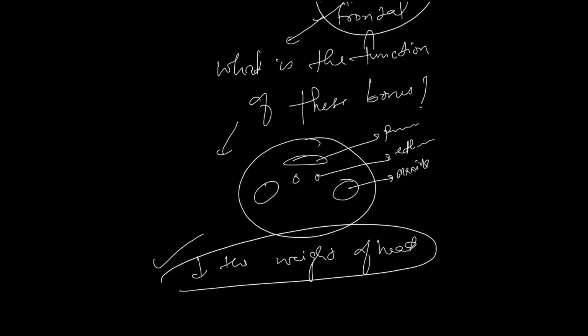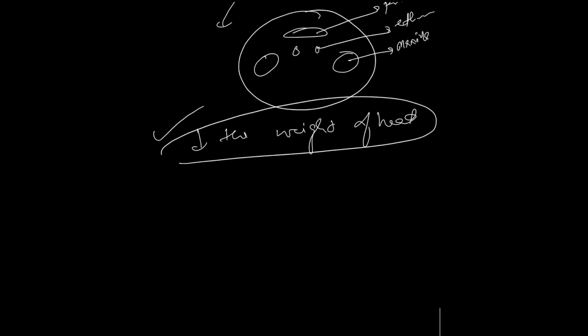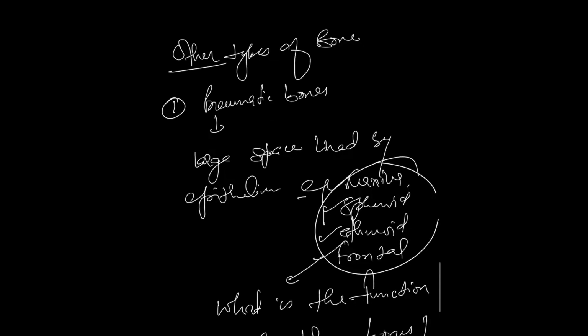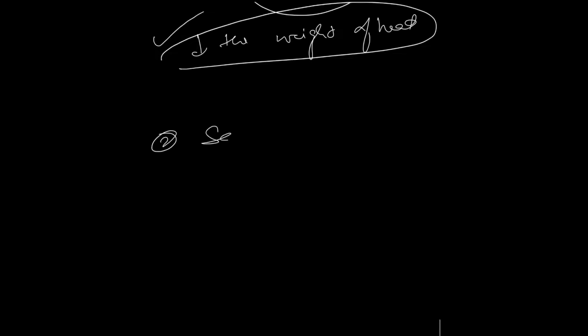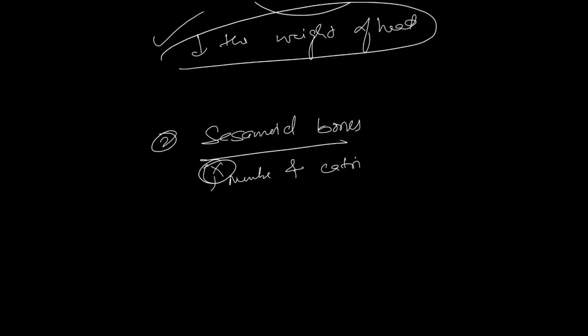Next, we first talked about the other types of bones. First were the pneumatic bones. Second, sesamoid bones. This is a special category. These bones don't form from a membrane and not even from cartilages. They are formed in tendons and joint capsules.